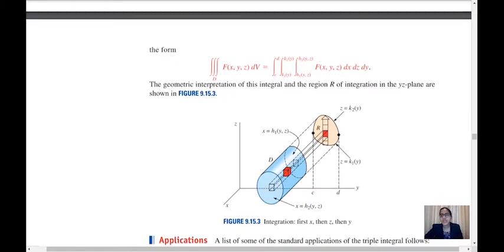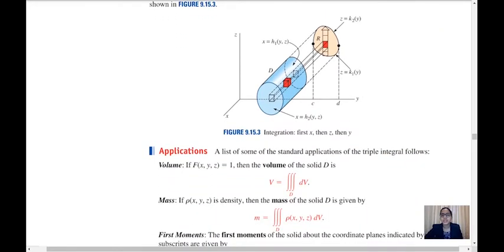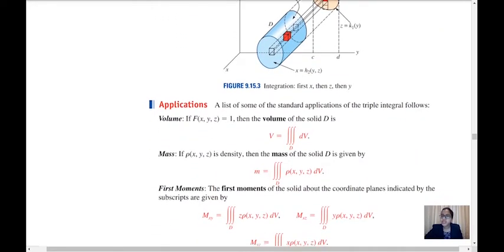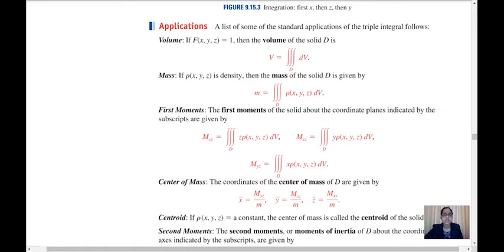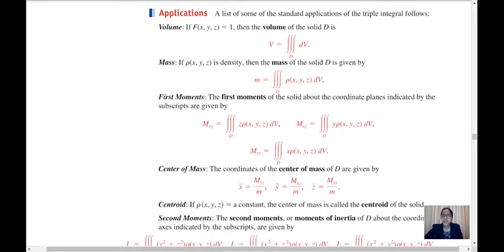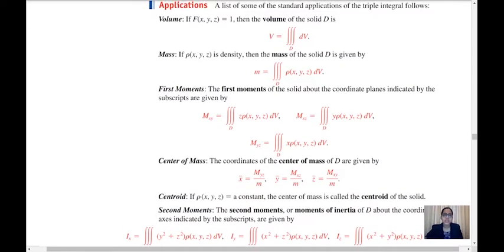Now similar to the formulas that we have done for double integrals, we have the same formulas in the case of triple integrals also. So you can just go through it. That is the volume.